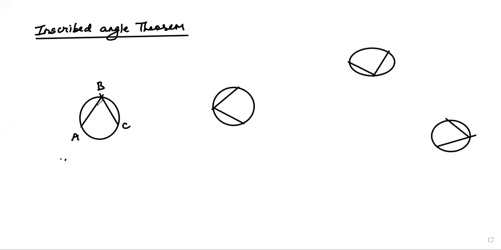So this angle ABC is an inscribed angle. The vertex B lies on the circle and the two sides intersect the circle. Such an angle is called an inscribed angle. So angle ABC is an inscribed angle.